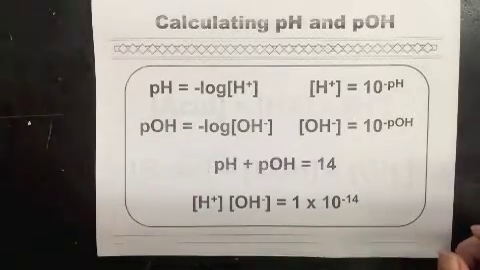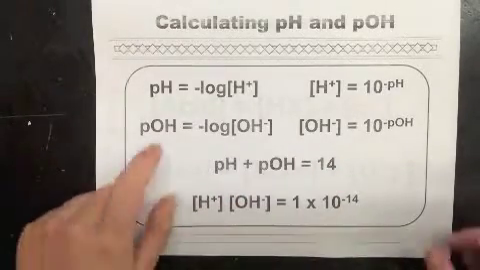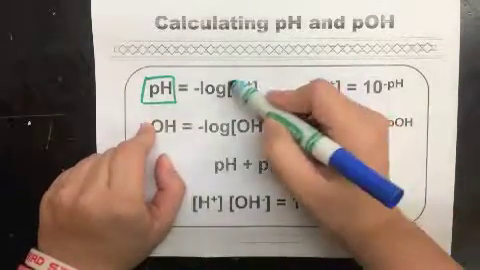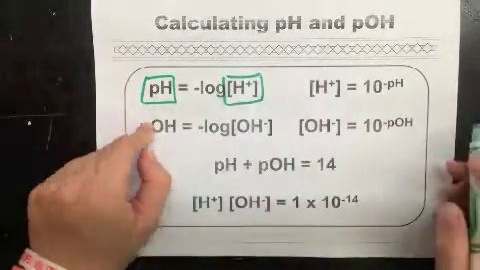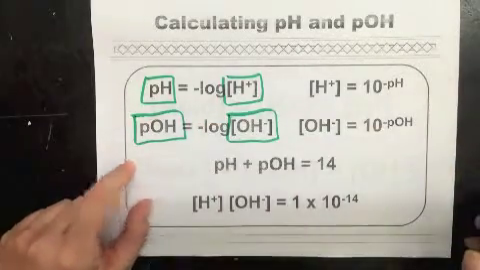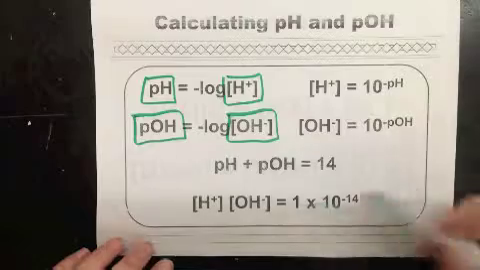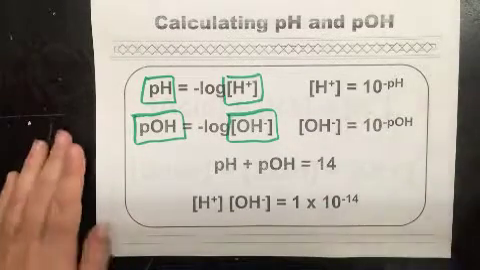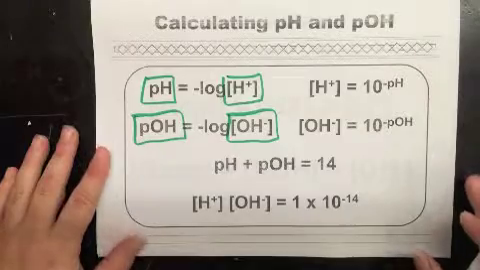There are 4 variables in all 6 of these equations. You have pH as a variable. H plus is a variable. pOH and OH negative are the 4 variables that are in your 6 different equations. So you simply have to look at what's given and what you are trying to get to and figure out the equation that goes with it.